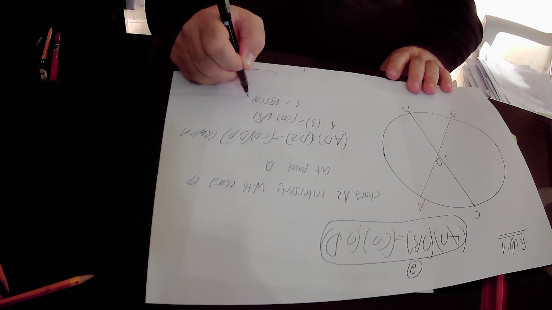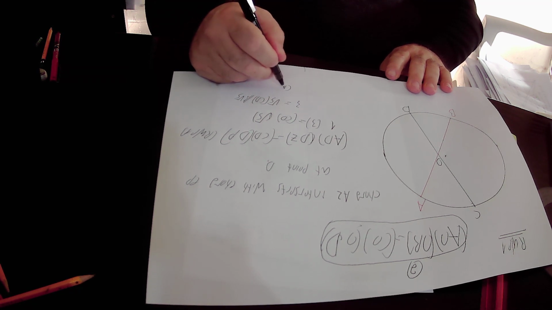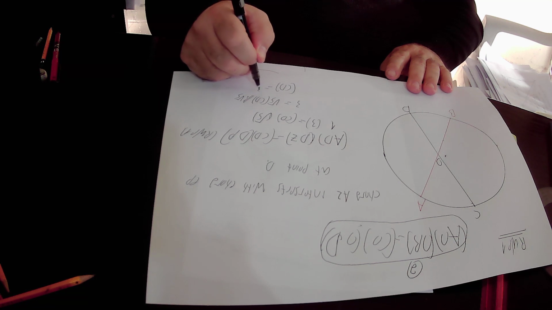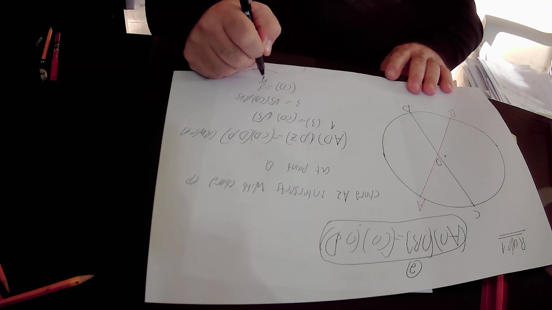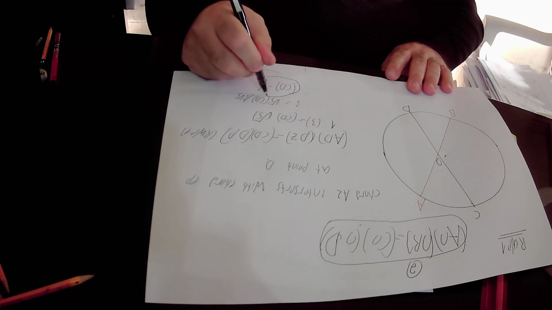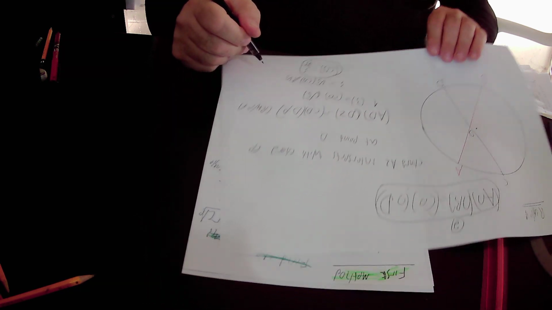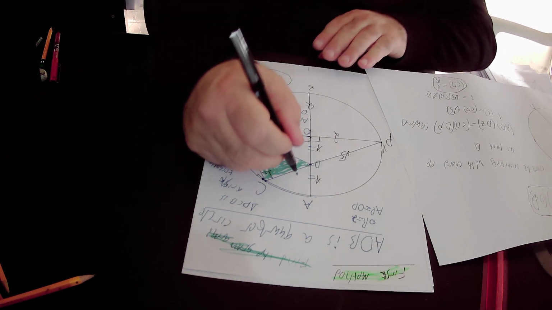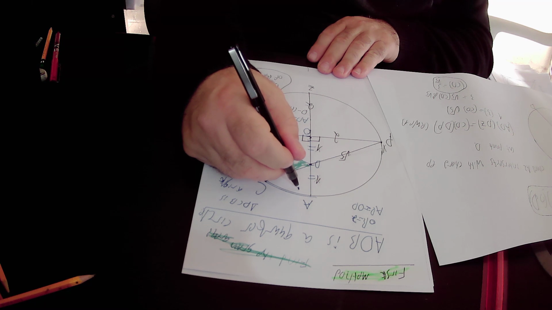Here we divide this equation by the square root of 5, and we get that CD equals 3 over the square root of 5 units. CD equals 3 over the square root of 5 units.